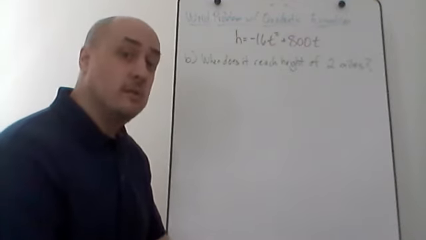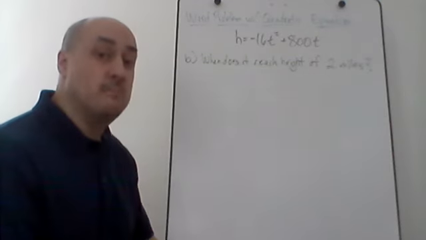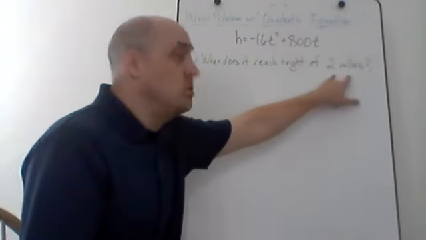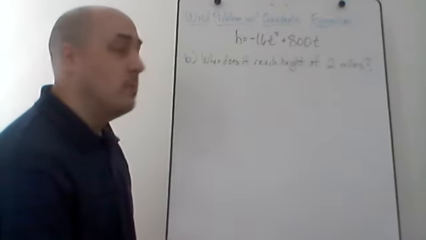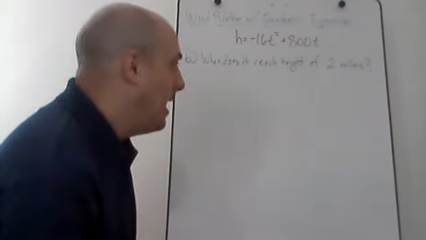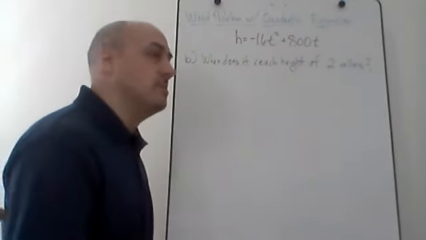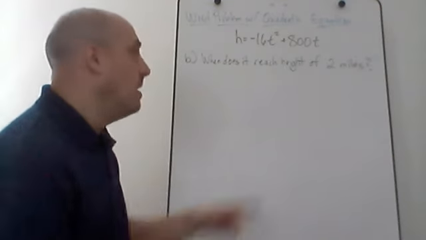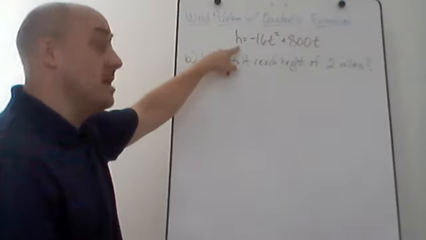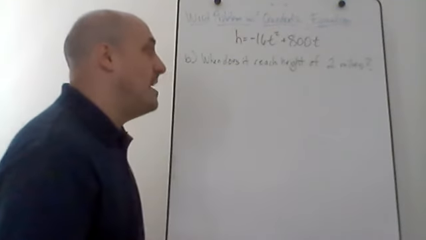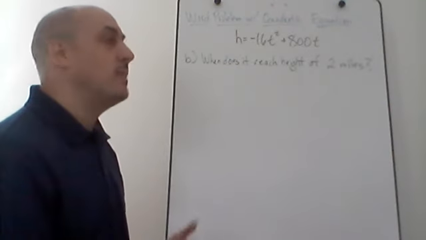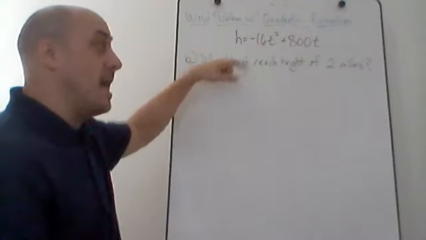But be careful, right? Remember, h is the height of the bullet measured in feet. 2 miles is not feet. It's measured in miles, not feet, right? So we also have to be aware of the units here. It's not something you see all the time, but every once in a while you see a problem like this that tries to trick you. I'm not just going to plug in a 2 for the h, right? Because my h has to be measured in feet. So the first thing I have to do is change 2 miles into feet and then put that number in place of the h, right?